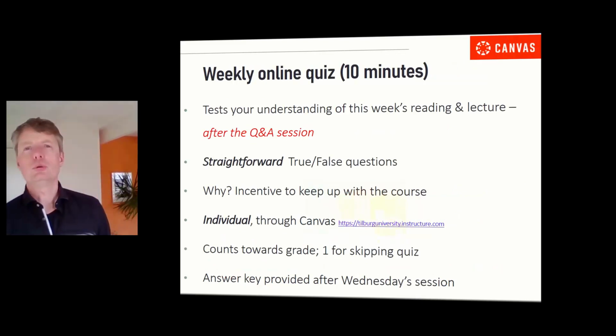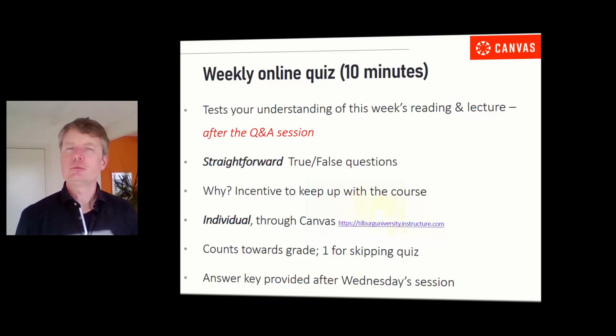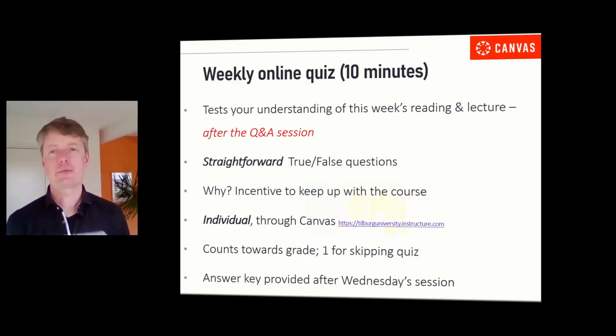Now, to those of you who are new to the master's program and who did not follow Econometrics 1, there's this weekly online quiz. You take it on Canvas. It will be self-explanatory actually. I'll explain it the first time around. It consists of straightforward true-false questions. So it is not tricky in any sense. The whole idea is that once you have studied the material, then it should be easy to complete the quiz.